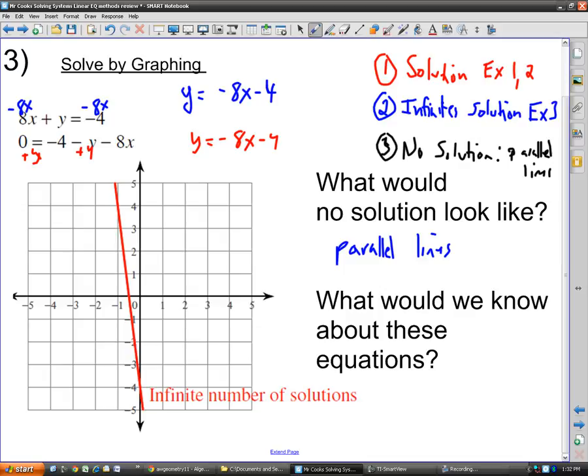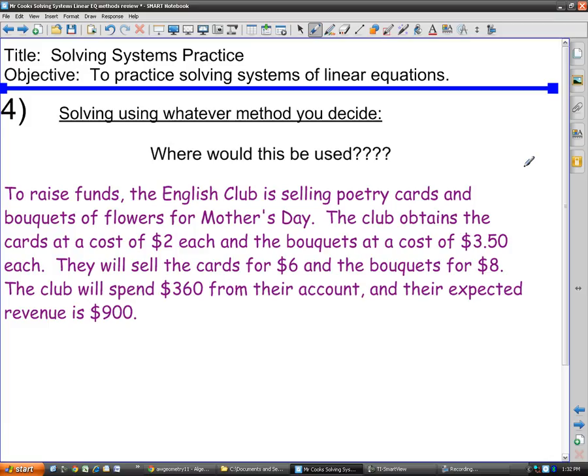And then finally, when might we use this? Something like this. It says the English Club is selling poetry cards and bouquets of flowers for Mother's Day. The club obtains the cards for $2 and the bouquets for $3.50, but they're going to turn around and sell them for $6 and $8. The club will spend $360 and is expected to get $900 back.